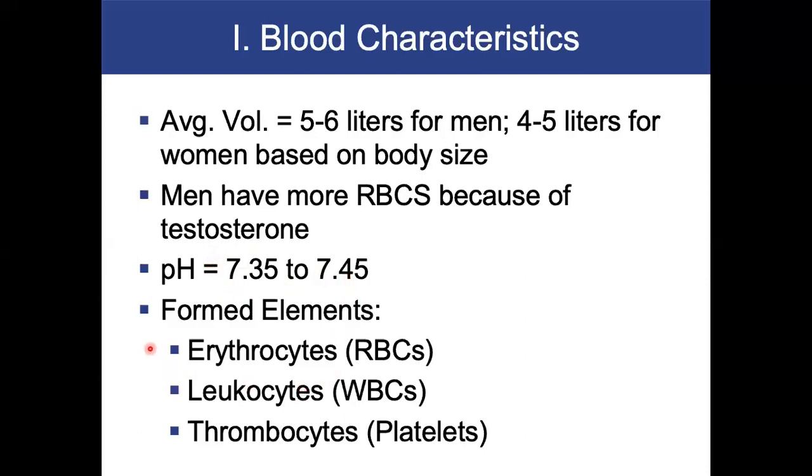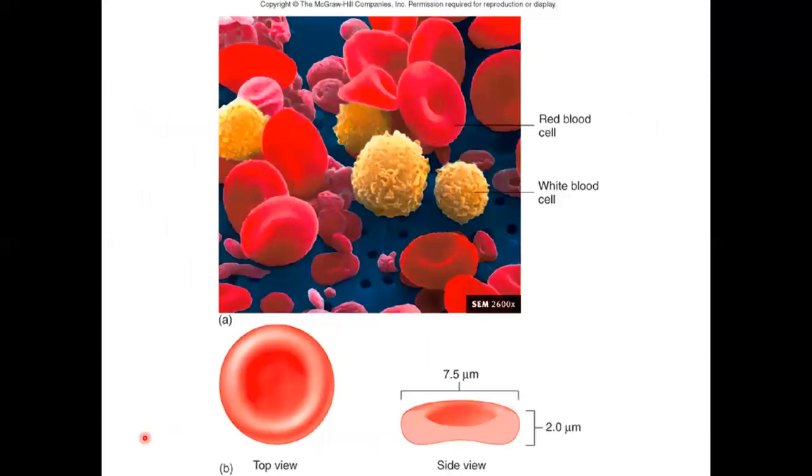Your formed elements, the proper terms, erythrocytes are red blood cells, leukocytes are white blood cells, and thrombocytes are platelets. Here's a scanning electron micrograph, magnified 2,600 times the original size. It was in black and white or grayscale, but they colored them in. So these guys are the red blood cells. Notice that they're biconcave discs, right? These are white blood cells. Some of them are about the same size as a red blood cell, and some of them are way bigger. What are these little raisin-looking guys? Good, they're platelets, okay?